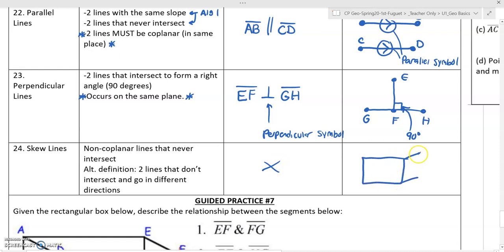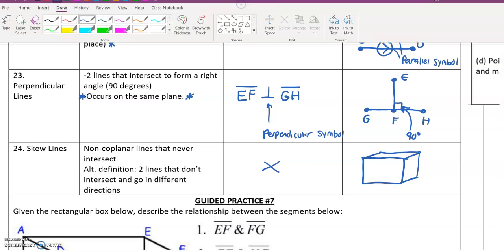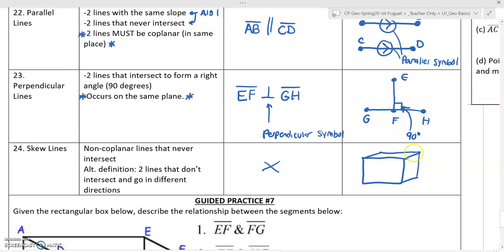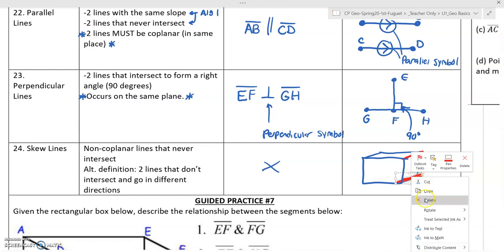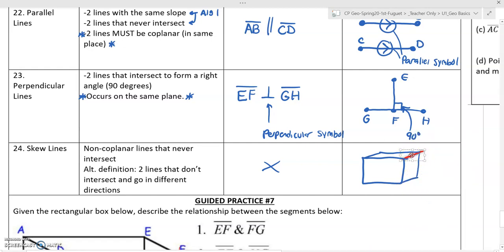And so just to point out a few things here. If I look at this box now, I'm going to switch to a red pen. If I draw this segment here and this segment here, those would be considered parallel. The reason why they're considered parallel is the fact that they will never intersect each other, but they're also going in the same direction. They're on the same side of the box. These two right here are considered perpendicular because they're meeting each other and they're intersecting at exactly a 90-degree angle.